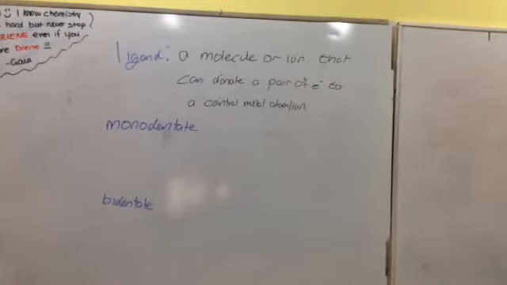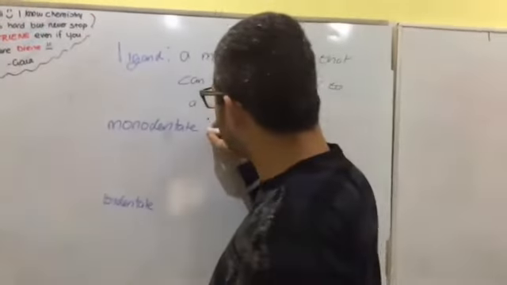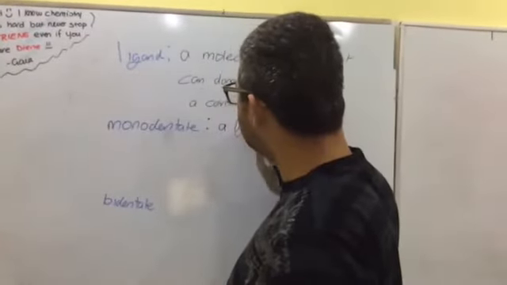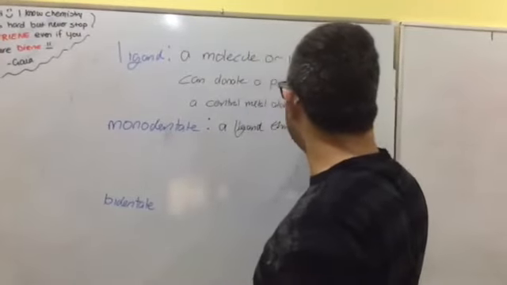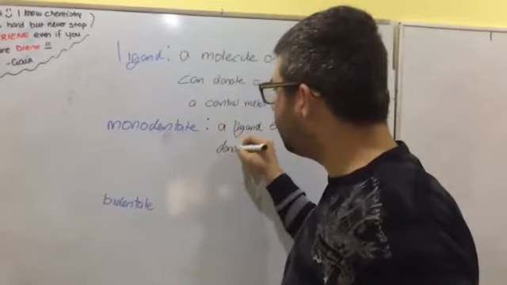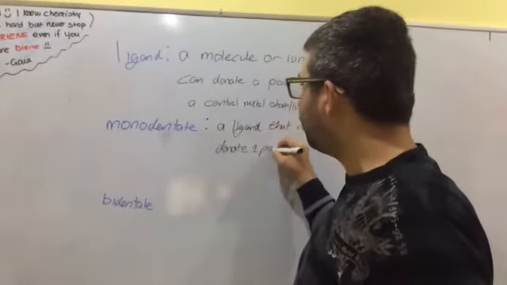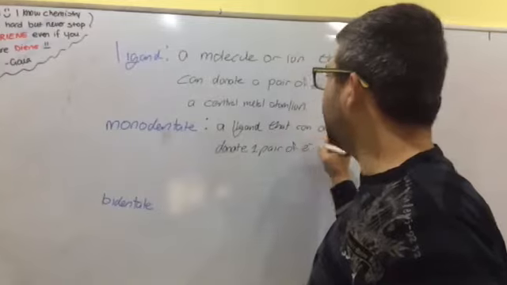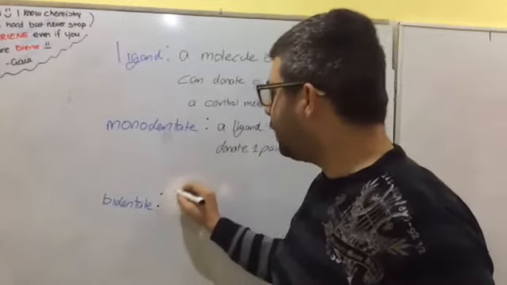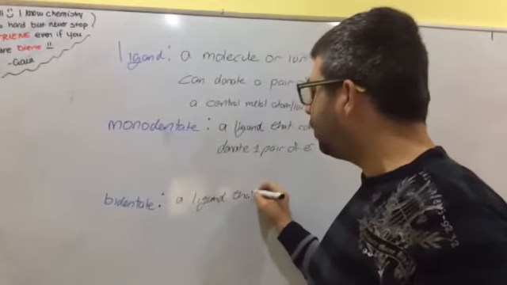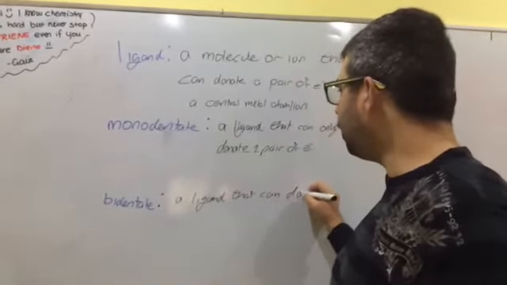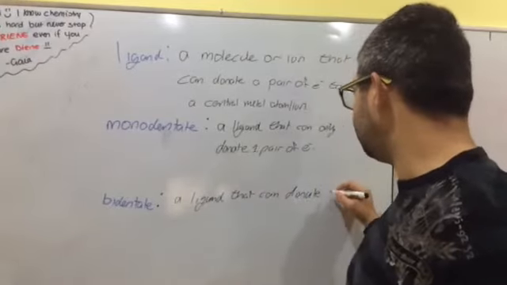Now, monodentate: a ligand that can only donate one pair of electrons. Bidentate: a ligand that can donate how many pairs of electrons? Two. Two.